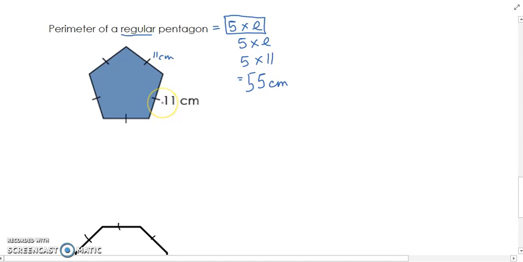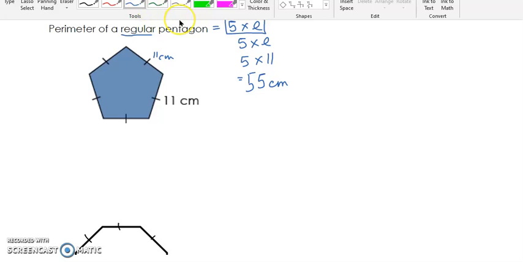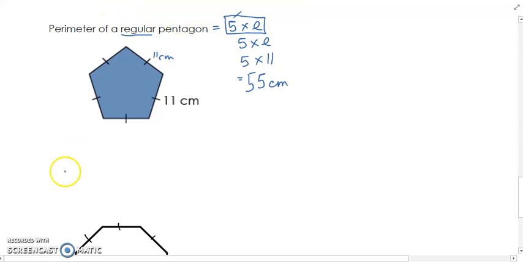What if this wasn't a pentagon? What if it was a hexagon that has 6 sides? It would be 6 times length. And if it was an octagon, it would be 8 times. So this 5 here represents the number of sides. Okay? So let me write something else.